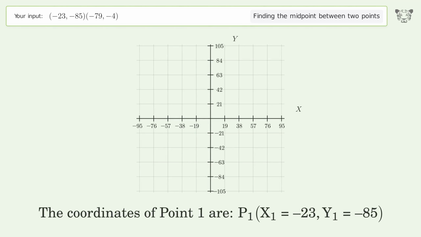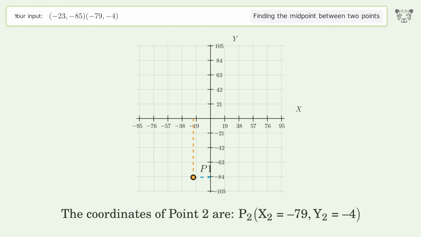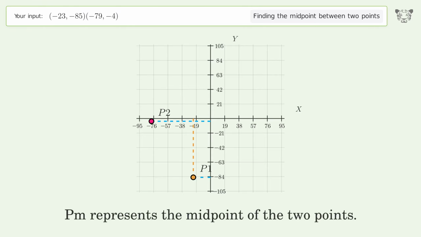The coordinates of point 1 are x1 equals -23, y1 equals -85. The coordinates of point 2 are x2 equals -79, y2 equals -4. PM represents the midpoint of the 2 points.